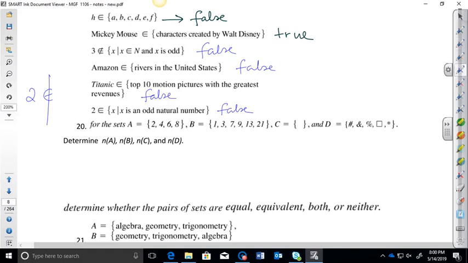Okay, tell me the cardinal number of A. What is n of A? How many are there? 4. Tell me n of B. Did you count? 6. Okay. What is n of C? 5. N of C. 0. Okay. N of D? 5. Okay. N is the cardinal number. How many are there?